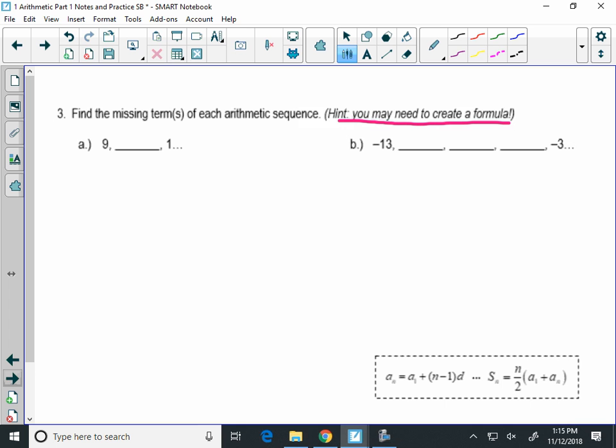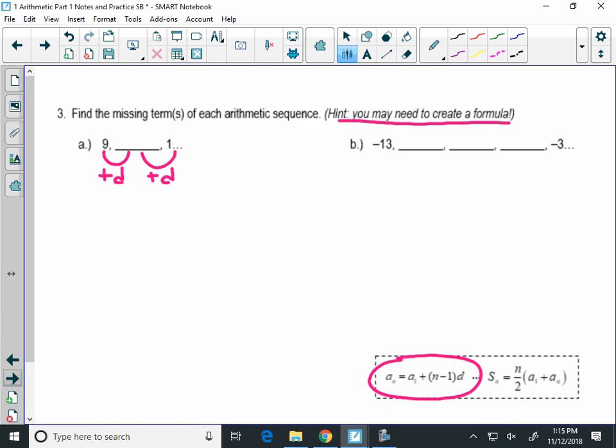Here's the way I would do it. You could use this a sub n formula down here if you wanted to. But I actually think that's too hard. Not too hard, but it's just a little bit too much work to have to find what the common difference is. Because we actually need to figure out the common difference here in order to fill in the blank. So here's my suggestion. Remember, the common difference is the number you add every time. So to get from 9 to this blank, you need to add the common difference, right? One time. And then to get from the blank to the 1, you need to add the common difference again.